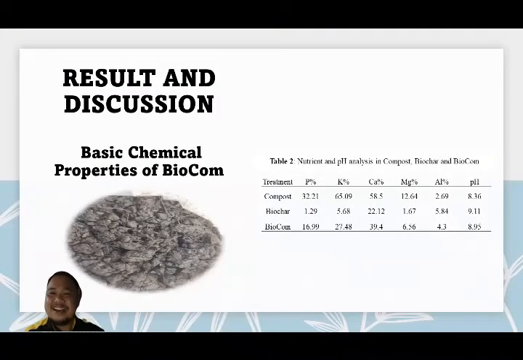Let me go to the results and discussion for the biocom analysis. As we can see from table 2 here, the compost contains high nutrient content, such as high P, K, Ca, and Mg. The pH of the biochar is highly alkaline compared with the pH of the compost, and the biocom is medium alkaline. According to Zulfikar et al.